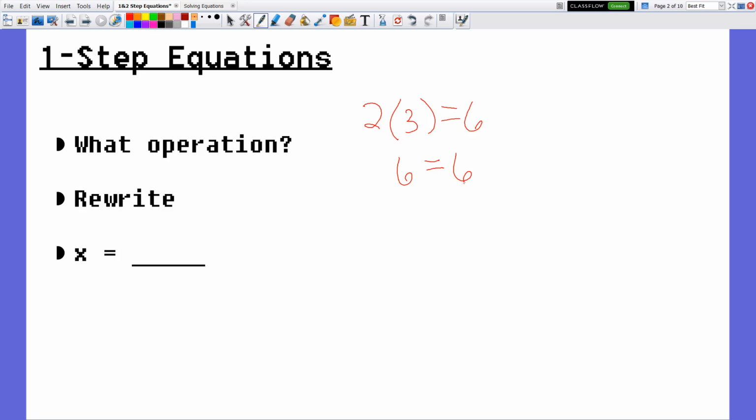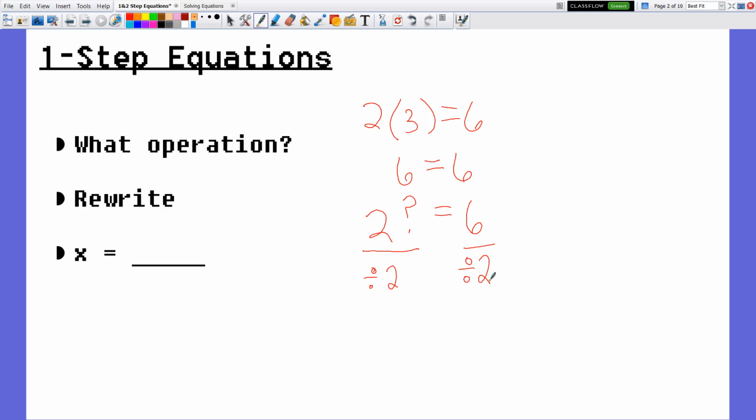Now, what if the 3's gone and we don't know what it is? 2 times something equals 6. If we multiplied that something by 2 and it ended up being 6, what did I do? I doubled it. So if I doubled it to get 6, I have to cut it in half to get back to where it was, right? So when we're multiplying something by 2, we divide it by 2. Dividing something by 2 is the same thing as taking half of something.